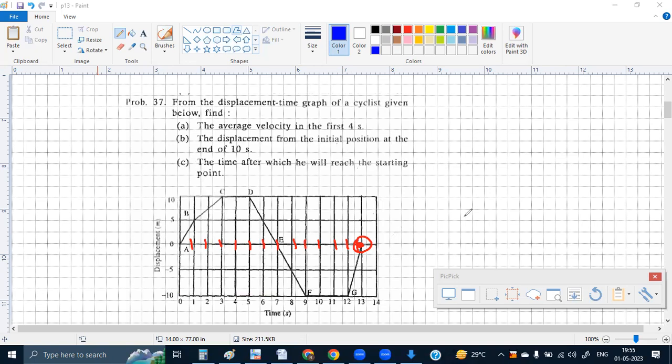Why from 10? They've asked from the starting point. Why do you start from 10? The time after which he will reach the starting point, it means this is going to be after 7 seconds and after 13 seconds. These two will be the answers. Yes, yes. From the beginning only we are supposed to count it.